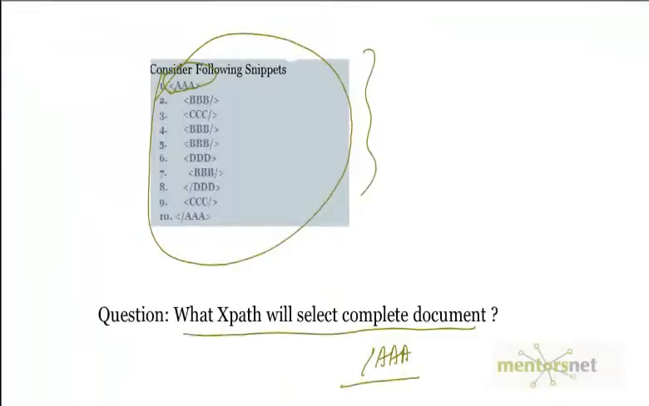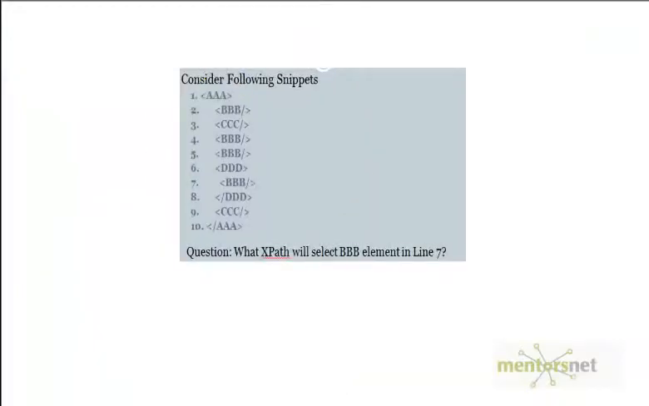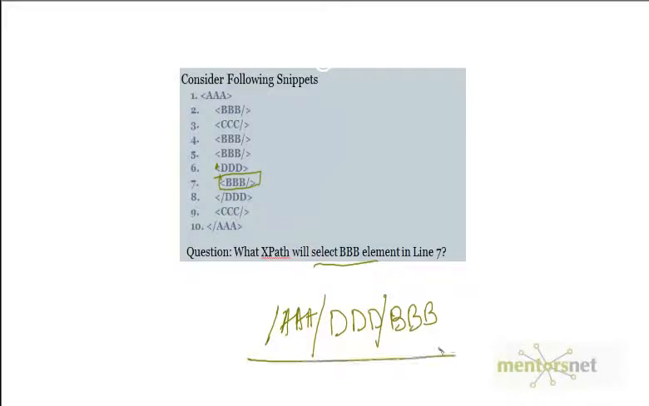Next question. Consider the following snippet, and I want you to write an XPath which will select the element in number 7. I want to select this element, so let's traverse the nodes. It will be /aaa, then I'll go all the way to ddd, because this is B, C, and then line 7, the bbb, exists under /ddd. Therefore /aaa/ddd, and then /bbb. So this is the answer.